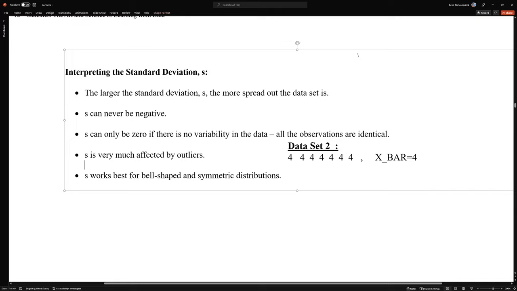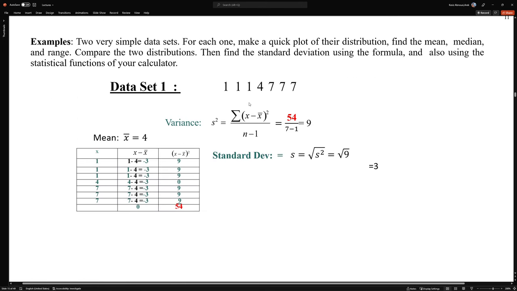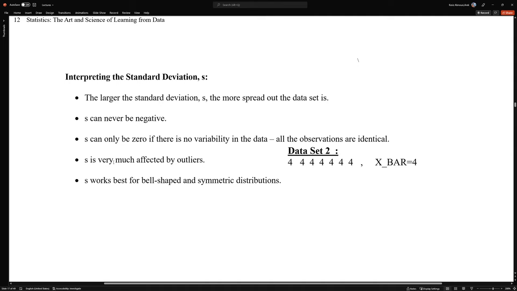And the standard deviation is affected by outliers a lot. In the previous example we had outliers, a value far from the rest. So if we have extreme values in the data set, the standard deviation will be high. So we usually don't want to use the standard deviation as a measure of spread if we have outliers. We prefer choosing something else.